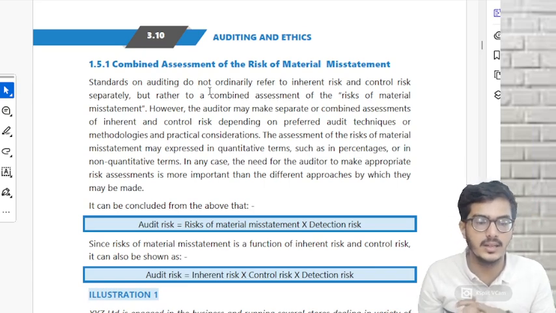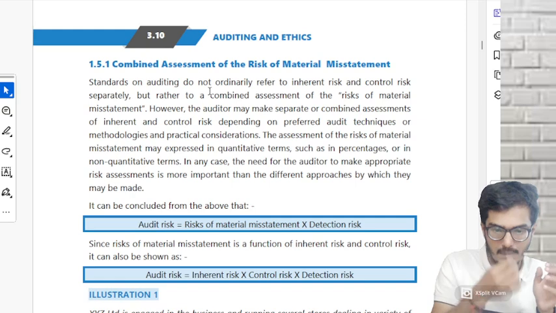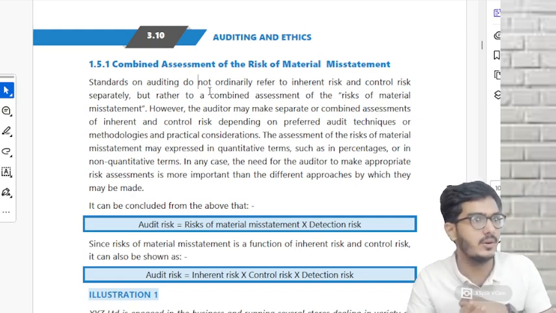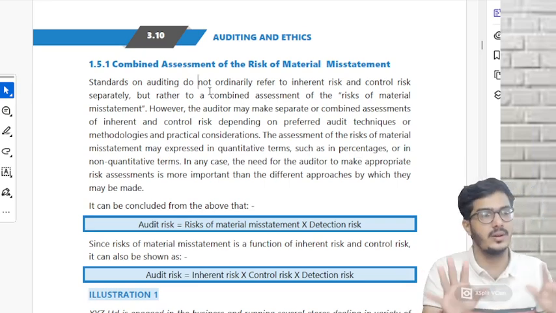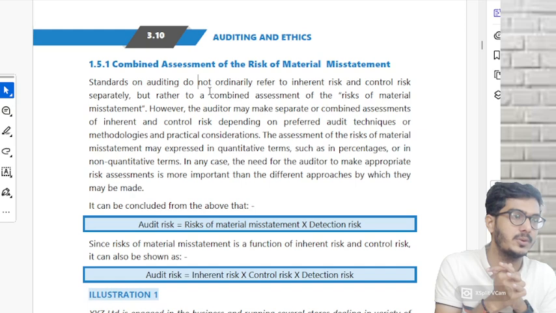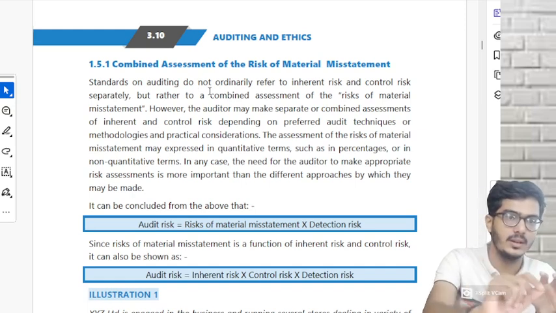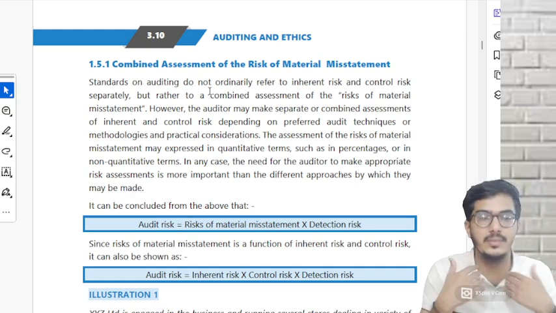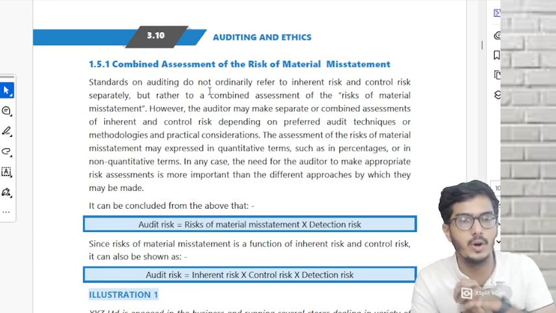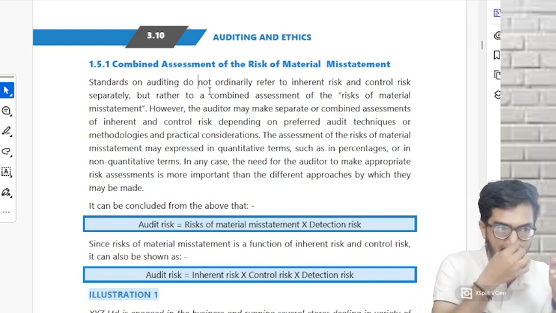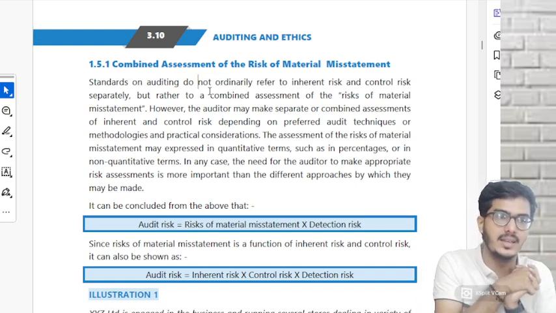Do not consider SAs. What have you written? Tell me now. Practically, audit procedures. Cut whatever you have written. Write what I'm telling now. Practically, audit procedures for inherent risk and control risk.